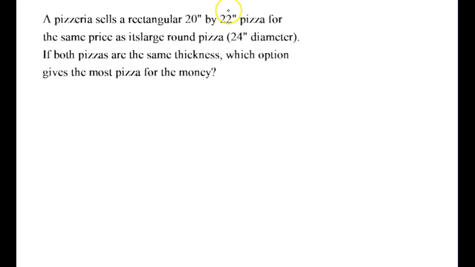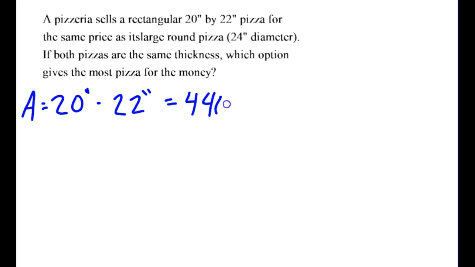First equation we can set up is one that calculates the area of a rectangle. If we have 20 inches times 22 inches, that's going to give us the area for that rectangular pizza, which is going to be equal to 440 square inches.